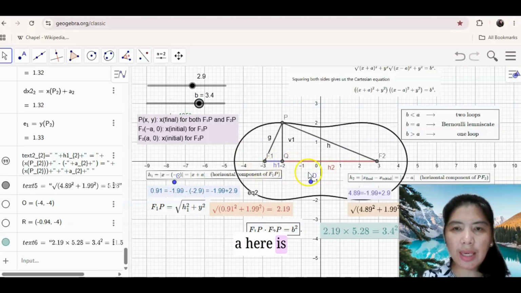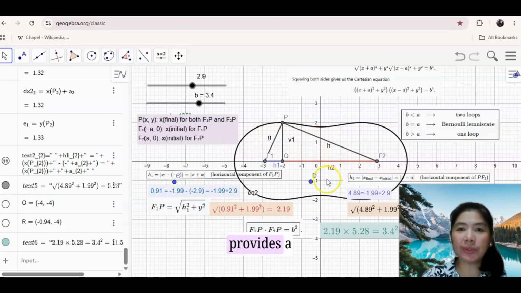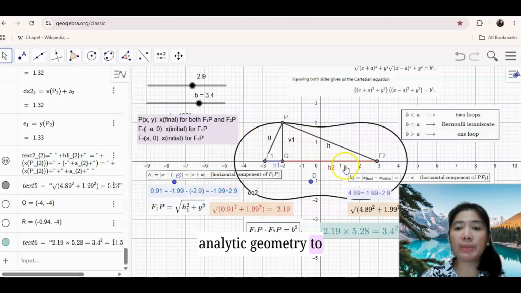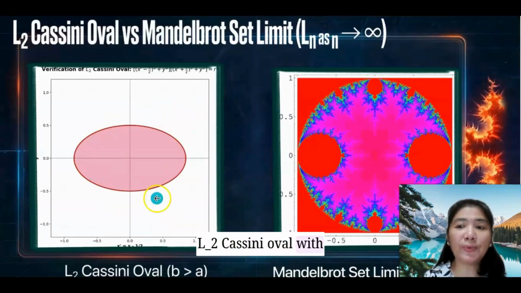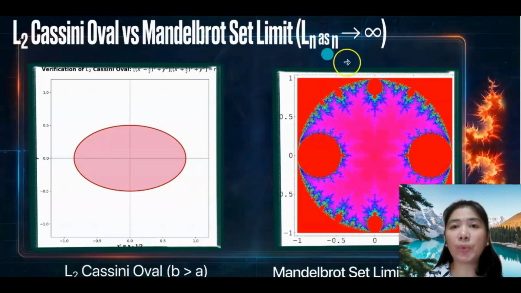A here is the distance from the origin to any of the two foci, and B is a constant value which represents the square root of the product of the distances of any point along the curve to the two fixed foci. This beautiful geometric behavior provides a powerful bridge connecting classical analytic geometry to modern fractal boundaries. Let's compare the L2 Cassini oval with the limiting behavior of the Mandelbrot Lemniscates as n approaches infinity.